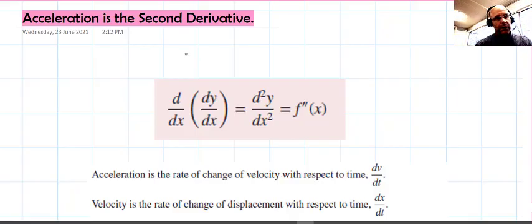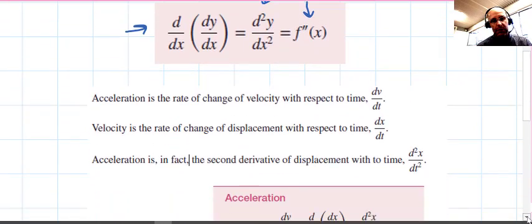Did you know that acceleration is a second derivative? Well, let me explain. In general, from our previous work, we know that the derivative of the derivative of y with regards to x is called the second derivative of y with regards to x. And so it'd be d squared y over dx squared, or in function notation, f double dash of x. That's previous work for us.